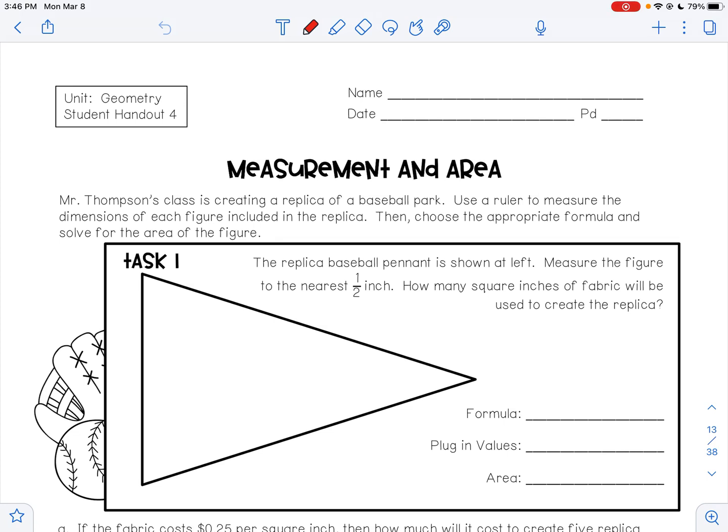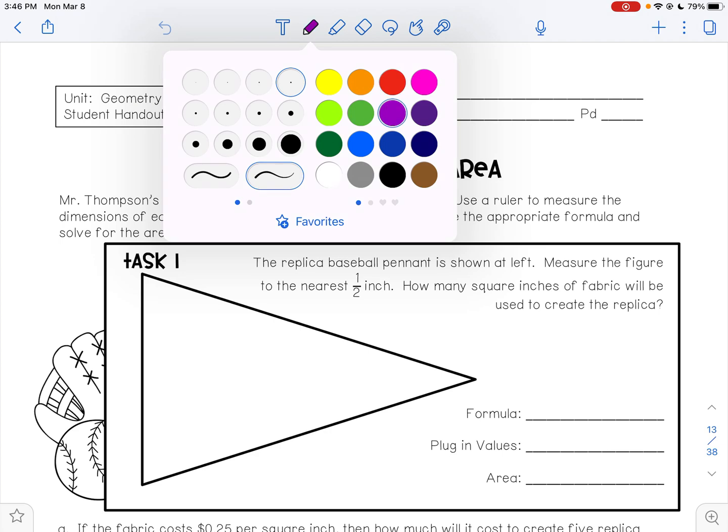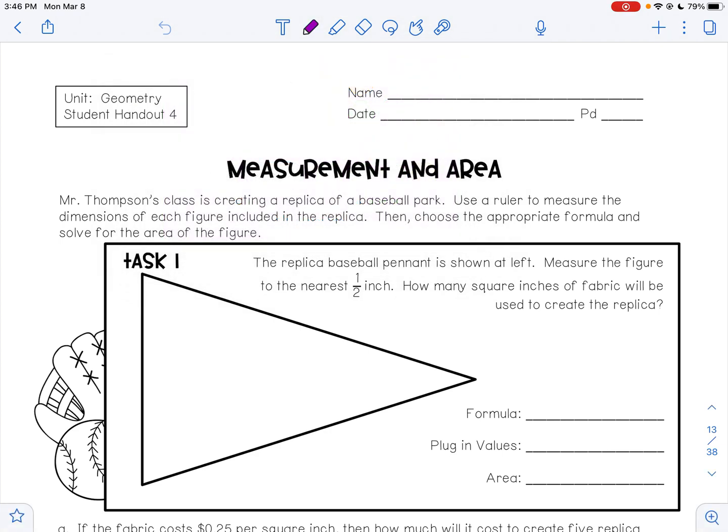So let's start with the first task. Mr. Thompson's class is creating a replica of a baseball park. We're going to use a ruler to measure the dimensions of each figure included in the replica, then choose the appropriate formula and solve for the area of the figure.